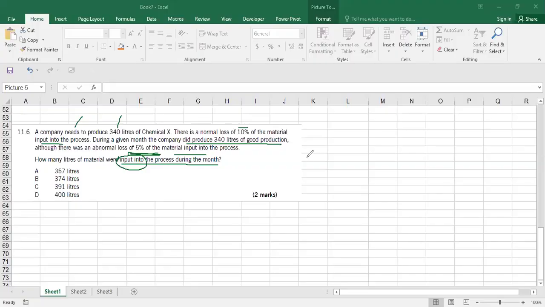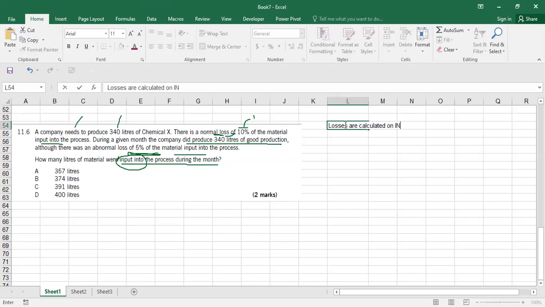Okay, so sometimes students make the mistake of trying to multiply 340 with 10%. You cannot multiply 340 with 10% because 340 is output and losses are always calculated on input. Always remember, I will write down here that losses are calculated on input quantity and not on output. So never make this mistake. Never multiply loss with the final output. Loss is always based on the input.